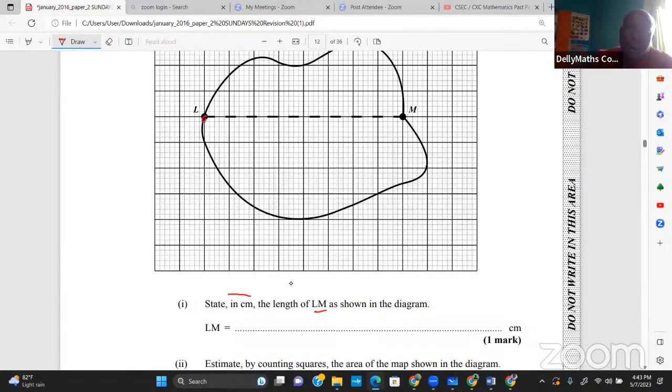They start counting from L and say 1. No, at L you're at 0, right? So by the time you reach here, 1, 2, 3, 4, 5, 6, 7, 8. Because what you're counting is the space, right? It's not where you stand up, but when you walk, we're counting the space. So when we count, we got 8 right there. So the response for this is 8 centimeters.